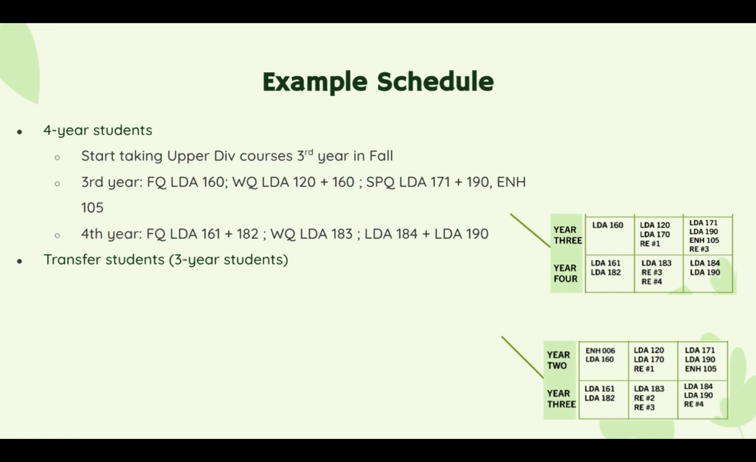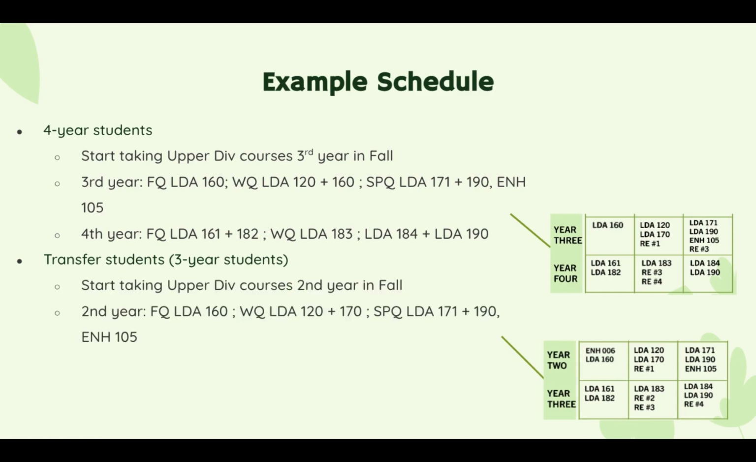For transfers or 3-year students, in your 2nd year, you'll take LDA 160 in the fall, LDA 120 and 170 in the winter, and 171, 190, and ENH 105 in the spring. You'll finish by taking LDA 161 and 182 in the fall of your 3rd year, as well as 183 in winter quarter and 184 and 190 in spring.